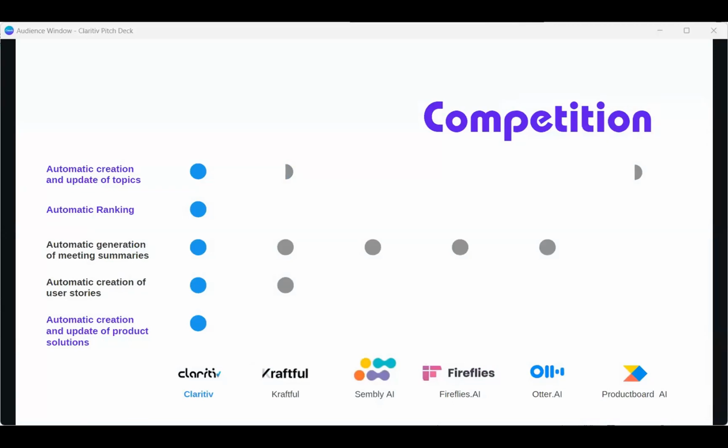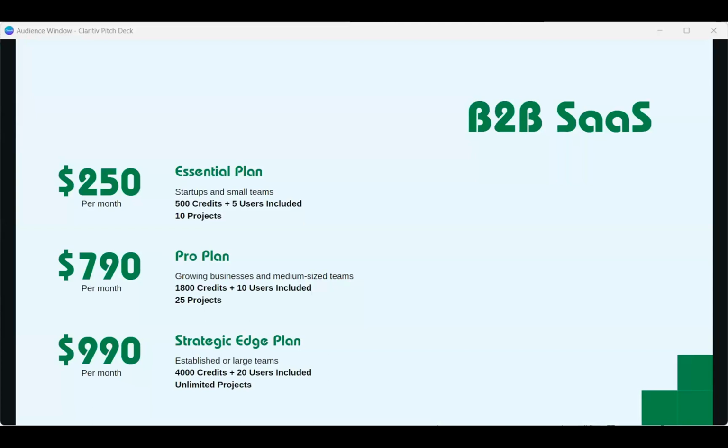Our competition in this space is usually a lot of what you see, one right now in this call, Otter, Fireflies, Assembly. But really what we see as our main competition are the two products, Craftful and Product Word AI, which are product management or product development tools. However, they're very siloed, and our USP is in the automatic topic creation, the ranking, and of course the updating of product solutions. We're going to be a B2B SaaS solution, with 3 different tiers: Essential, Pro, and Strategic, at $250, $790, and $990 per month, respectively.